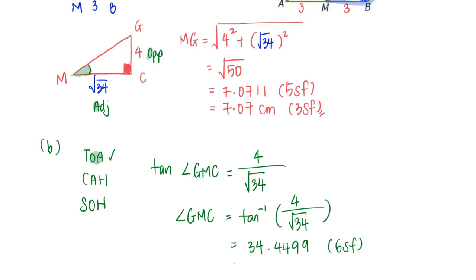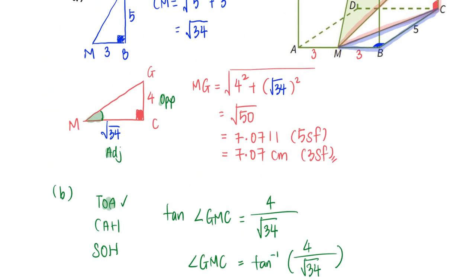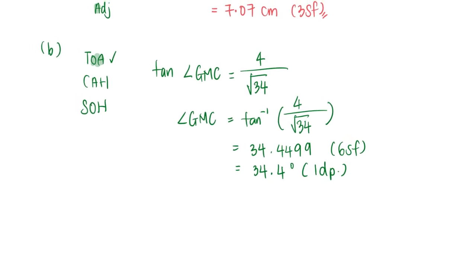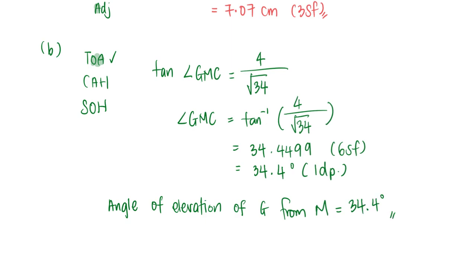Final answer for part B, 34.4 degrees to 1 decimal place. And for presentation wise, since they ask about angle of elevation, then this is the best presentation. Okay, angle of elevation of G from M is therefore equal to 34.4 degrees to 1 decimal place.